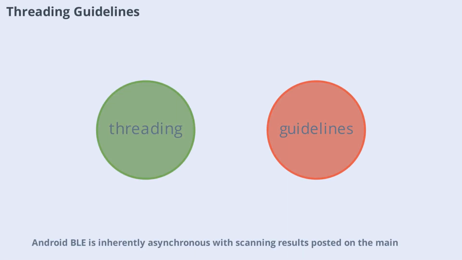Android BLE is inherently asynchronous, with scanning results posted on the main thread and callbacks running on binder threads. To avoid blocking binder threads, process data quickly and offload heavy tasks to your handler. Never block binder threads with sleep calls or long operations. By following these guidelines, you ensure that BLE operations are handled efficiently and your app remains responsive.